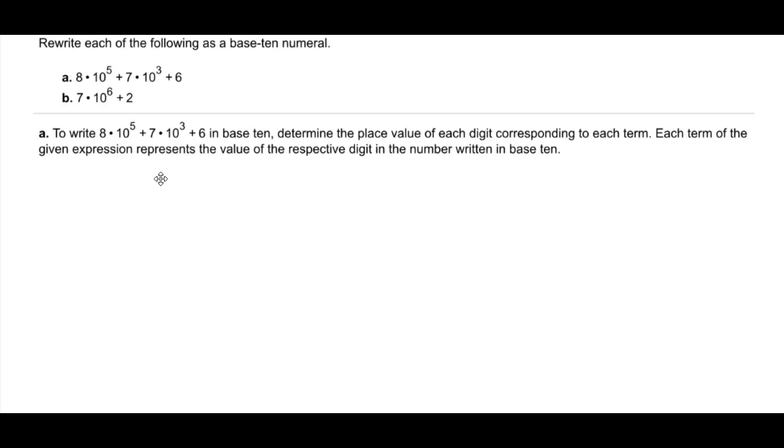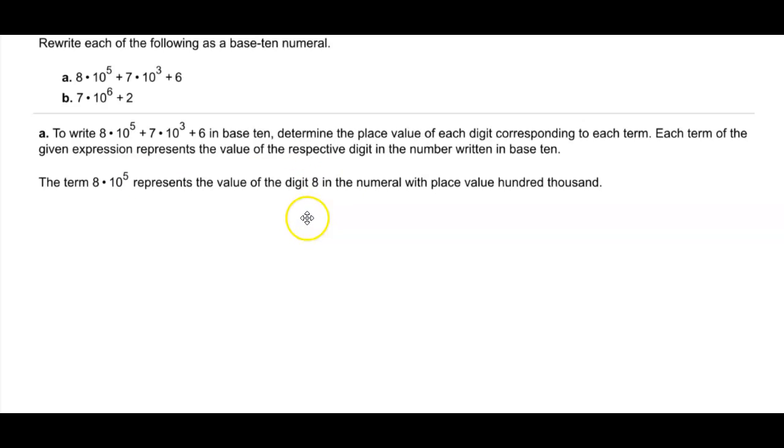6 in base 10, we determine the place value of each digit corresponding to each term. Each term of the given expression represents the value of the respective digit in the number written in base 10. Now the term 8 times 10 to the 5th power, well 10 to the 5th power is 100,000. That represents the value of the digit 8 in the numeral with place value 100,000.